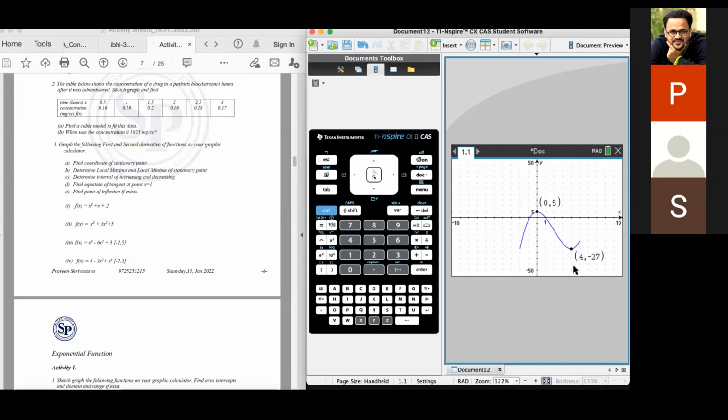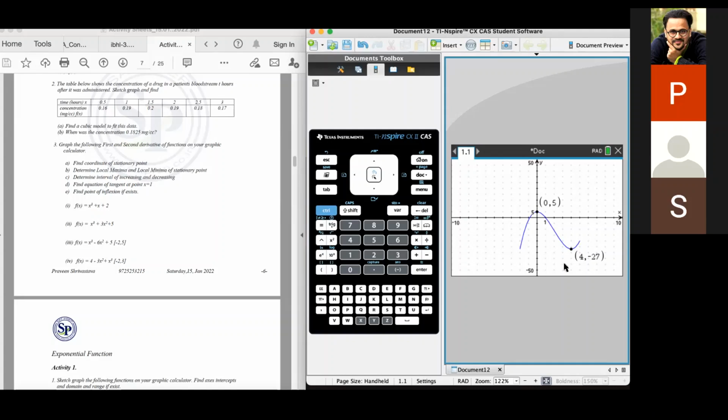Now, regarding increasing and decreasing, you can say that when x is between minus 2 to 0, I'll repeat, x from minus 2 to 0 and 4 to 5, your function is increasing, while between 0 and 4, your function is decreasing. So there are two parts where the function is increasing: one is minus 2 comma 0 and the second is 4 comma 5. And your function is decreasing between 0 and 4.